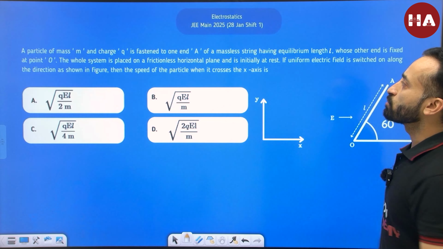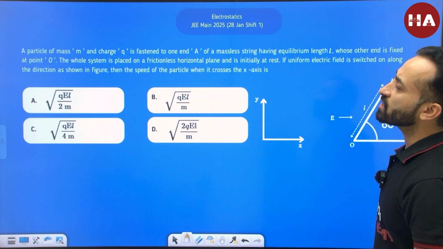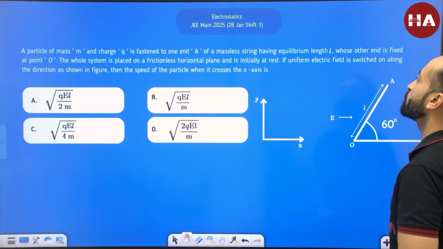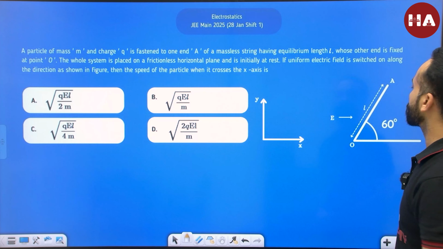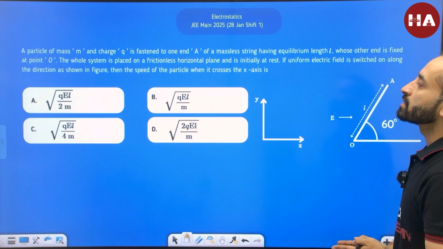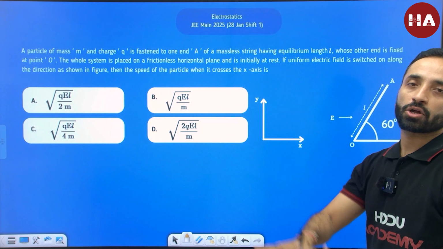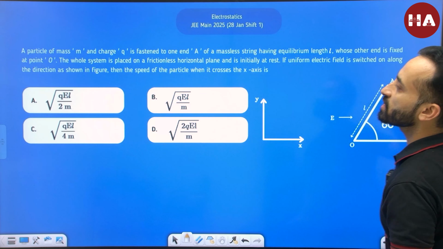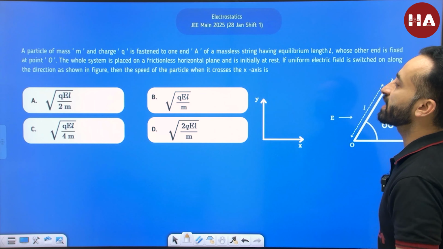Okay, so this is from 28 January shift 1. A particle of mass m and charge q is fastened to one end of a massless string having equilibrium length L, whose other end is fixed to point O. We can clearly see it. The whole system is on a frictionless horizontal table, so there is no role of gravity, and a uniform electric field is switched on in the direction shown. Then the speed of the particle when it crosses the x-axis.